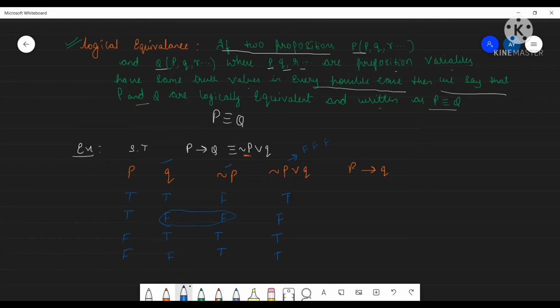Now coming to implies. What is implies? Conditional. What is the value of conditional? If P is true and Q is false, then only it is false. Otherwise, it is true. Now search P implies Q. If P is true, Q is false, then only it is false. Otherwise, everything is true. So now from the table, these values and these values are the same. So what can we conclude? We can conclude that P implies Q is logically equivalent to negation P or Q. Am I clear?